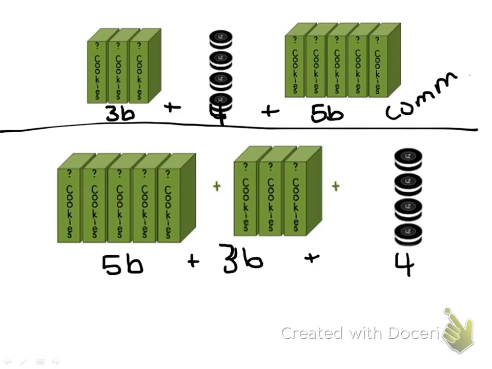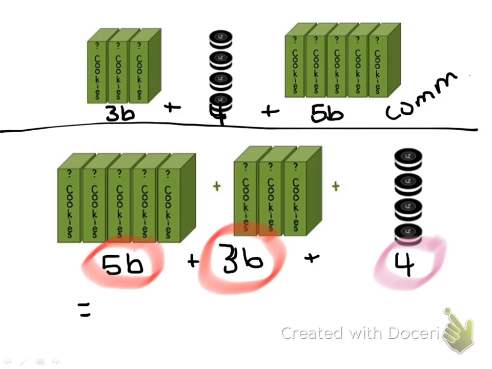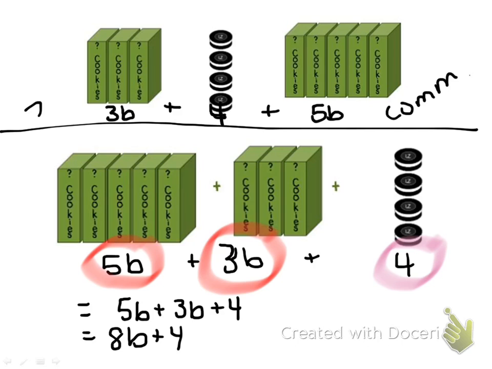Now to simplify this, we're going to combine our like terms. Our like terms are the boxes, and then separate would be the cookies. So combined it would be 5b plus 3b plus 4. So that is equal to 5 plus 3 is 8 boxes plus 4. And if you look at the situation, we have 8 boxes in total plus 4 cookies. On your sheet, it's written as number 2. Can you make sure you've got all this written down under number 2?